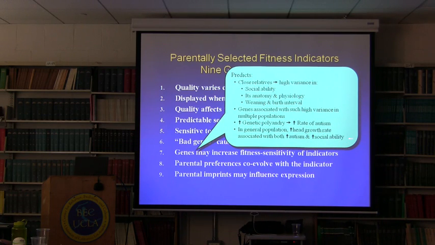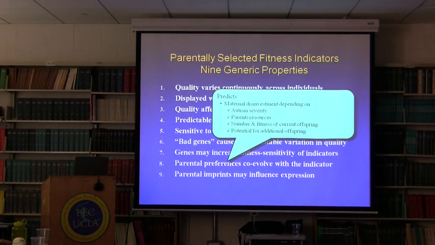In the general population, increased head growth rates, which have been associated with autism, will also be associated with high social ability. That parental preferences co-evolve with the indicator leads to these predictions. There will be maternal disinvestment, but it will depend on autism's severity, parents' resources, the number and fitness of current offspring, and the potential for additional offspring. So it will be most apparent when these things are lacking.